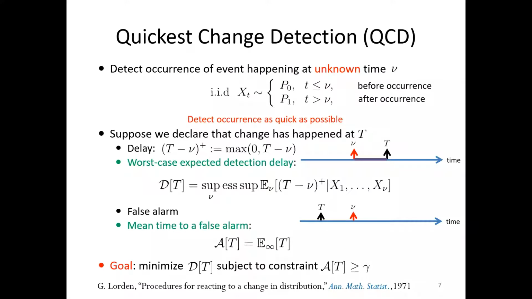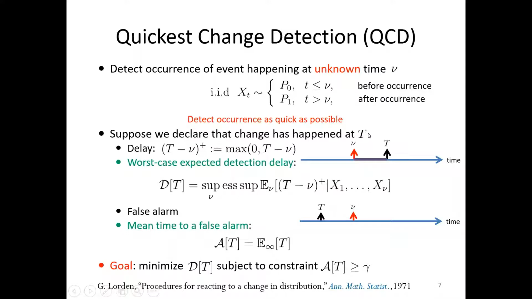All right, so now let me formally state the problem of the QCD. Here we are detecting the occurrence of an event happening at an unknown time v. Our samples are sequential, and they are IID according to P0 if t is before v, and P1 if t is at or after v.